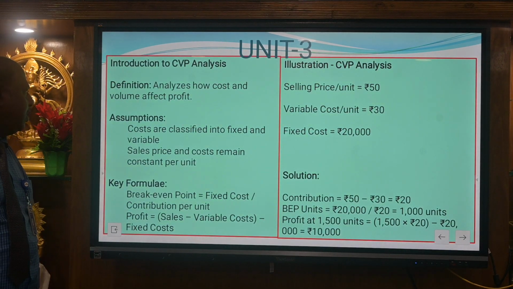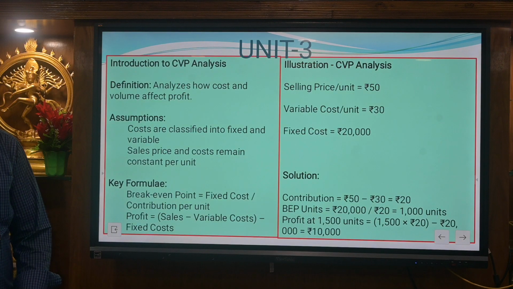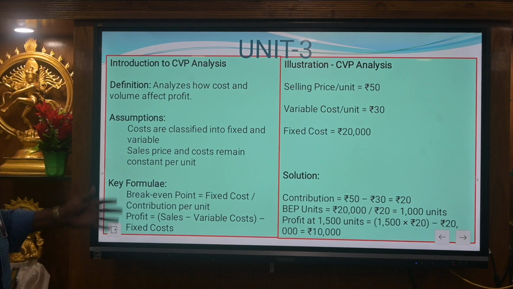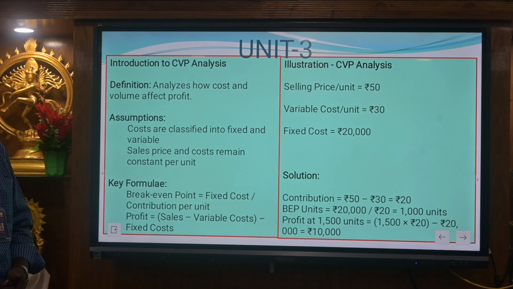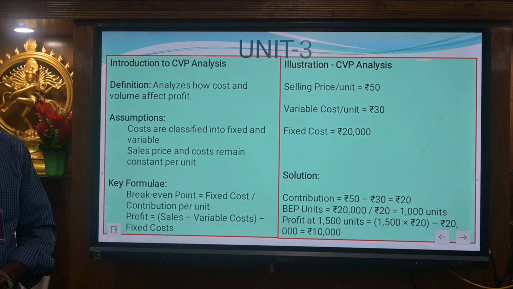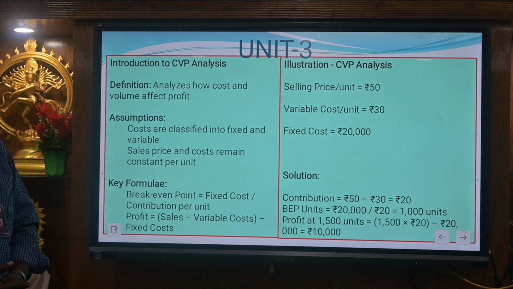In Unit 3, we are going to discuss cost volume profit analysis. Here we give some analysis about the definition: analysis of how cost and volume affect the profit. So how much cost and how much volume affect the profit of the particular product. Then here we have some assumptions. First, costs are classified into fixed and variable. We already know that. Fixed means constant. Variable means it depends upon the production, so the cost may vary.